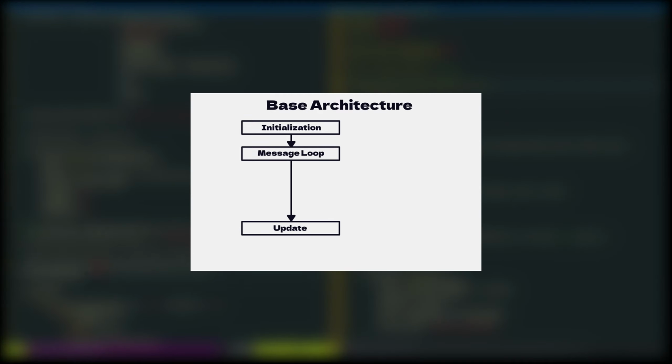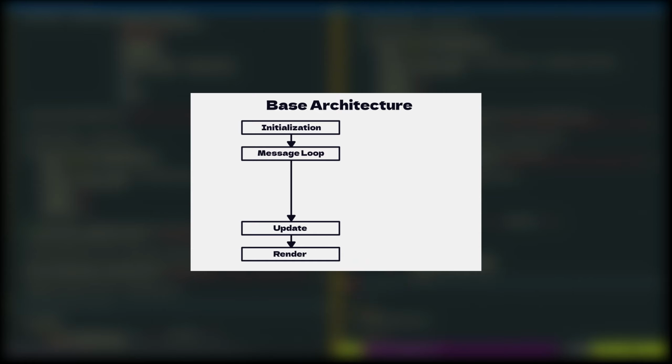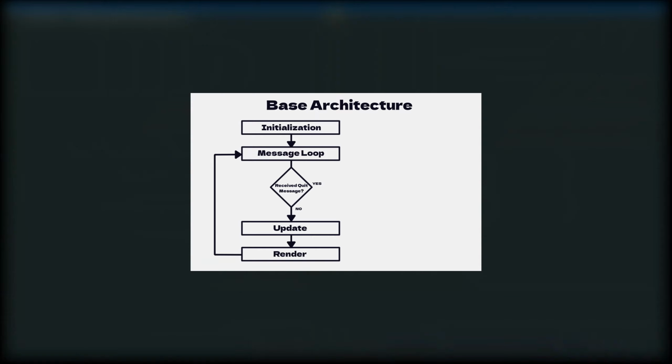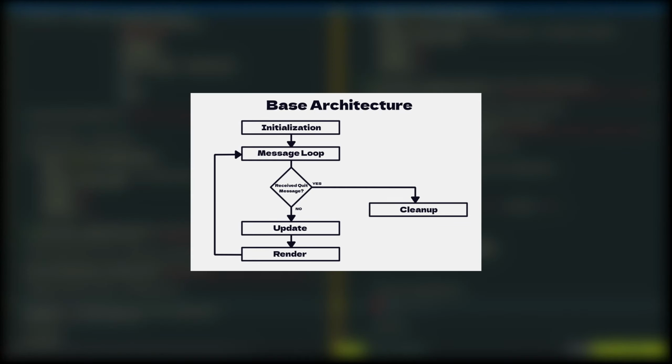Once we've processed the messages, we run an iteration of our update loop where we handle all of the logic in our game. We then render a single frame of our game out to the window. Finally, we move back to the top of the loop and the process repeats itself. This goes on infinitely until we receive a quit message that we use to exit out of the loop. Once we've exited out of the loop, we run some cleanup code to get rid of any resources that we created before reaching the end of our program.